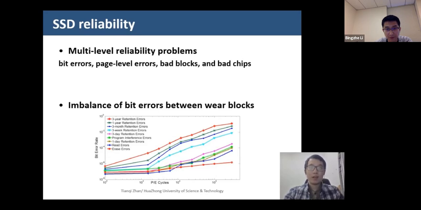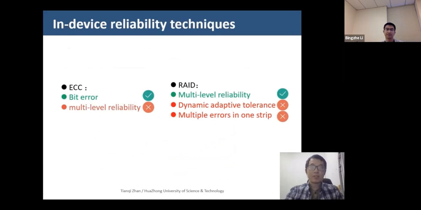Raw bit error rate, RBER, of NAND flash memory increases with the increase of program and erase cycles. However, existing intra-SSD reliability techniques do not consider both the multi-level reliability problem of flash memory and the imbalance of RBER between blocks. ECC can only correct bit errors within a flash page, and RAID can tolerate the multi-level errors, but the number of RAID tolerated errors is limited, such as RAID 5 and RAID 6 only tolerate 1 and 2 errors respectively. For low RBER blocks, where the error rate is low, the redundancy provided by RAID is excessive, and at the end of its life, RAID cannot tolerate multiple errors in one stripe.